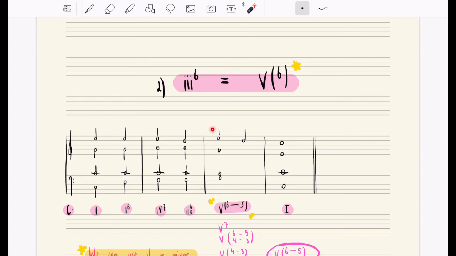And then it's of course a foreign note. It doesn't originally belong to the chord. So this foreign note has to resolve down onto the note that actually belongs to the chord. So 6 has to go down to 5. E has to go down to D.